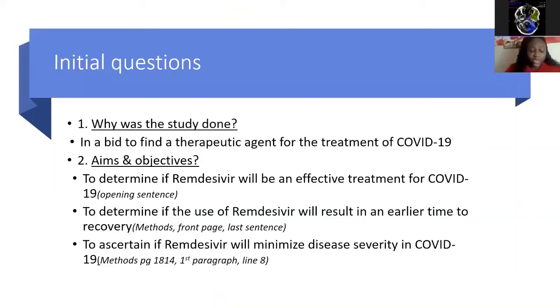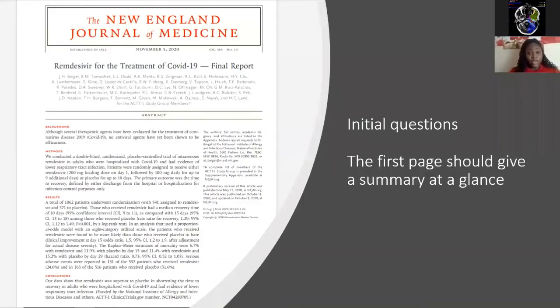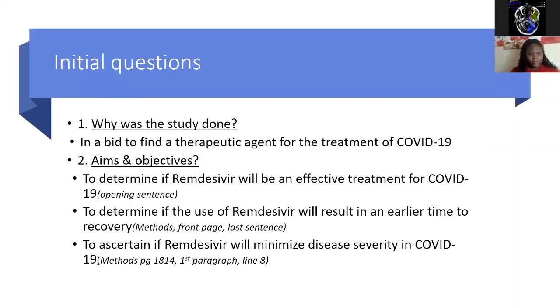Now to go in depth into it, if you look at this particular paper, why was the study done? Basically, it was in a bid to find a therapeutic agent for treatment of COVID-19. With the emergence of the COVID-19 pandemic, several researches have been going on. And one of them was actually the use of Remdesivir.